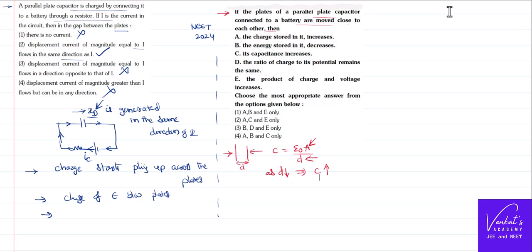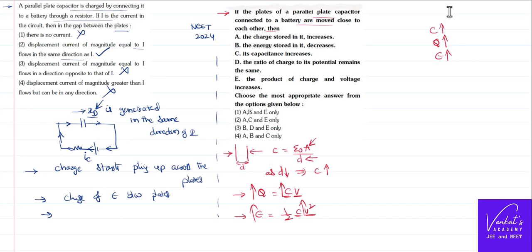Then what happens to charge? Q equal to CV. The battery voltage was kept constant, but as capacity increases, it's obvious that Q also increases. So let's write here, Q is increasing. Of course, capacity of the capacitor is also increasing. Let's talk about the energy of a capacitor, which is half CV square. Though V is kept constant, as capacity increases, energy also increases. Energy between the plates also increases.